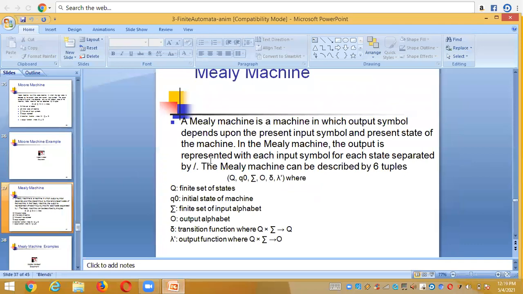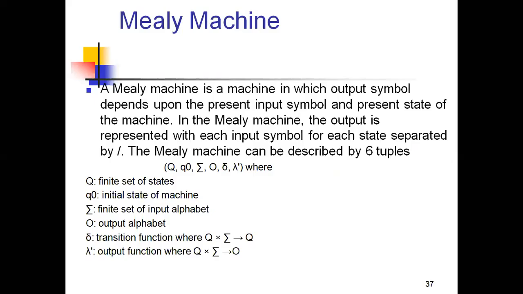The formal definition of the Mealy machine has the same tuples as the Moore machine, with only one difference: the output mapping function. The remaining tuples are the same when comparing Moore and Mealy.